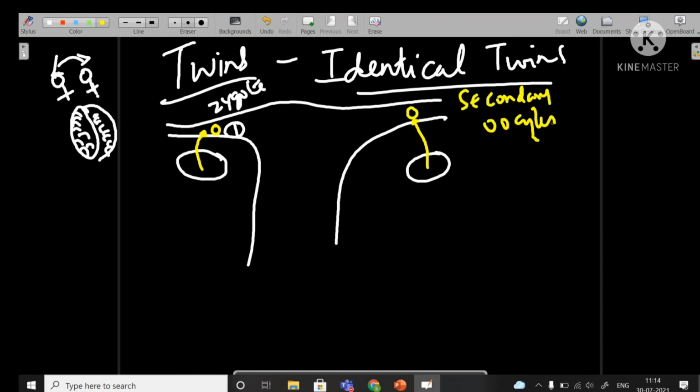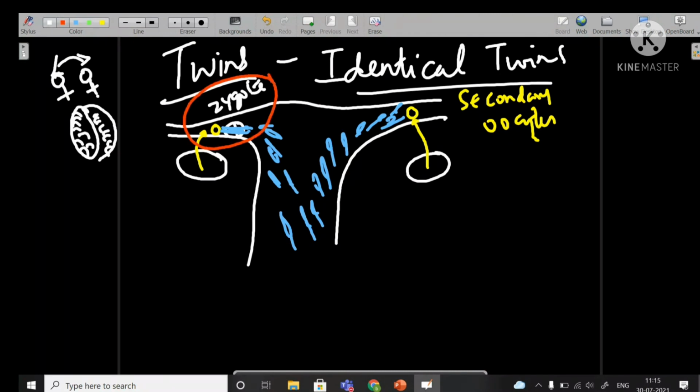If there are 2 secondary oocytes in the fallopian tube, when the sperm comes here, millions of sperm come, some sperms will be directed to the left side and some to the right side secondary oocyte. Then what will happen inside the fallopian tube? How many zygotes will be produced? Tell me, children, how many zygotes will be produced? 2. Yes, good. In this case, one zygote will be there, and on the other side of the fallopian tube, another zygote will be there.